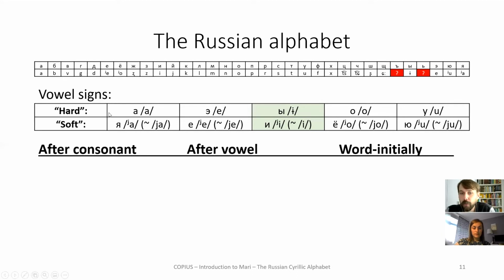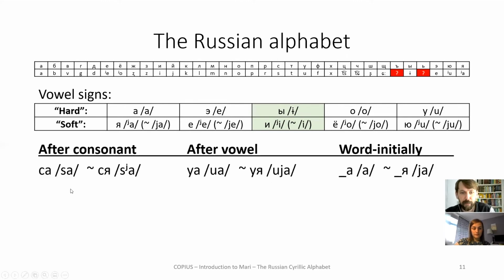If we, however, use these vowel symbols elsewhere, like after a vowel or word-initially, then the difference between the two means that the soft one is preceded by a y in pronunciation. So if we, for example, see the different combinations of a and ya with one another, maybe let's go through these. Са, ся.